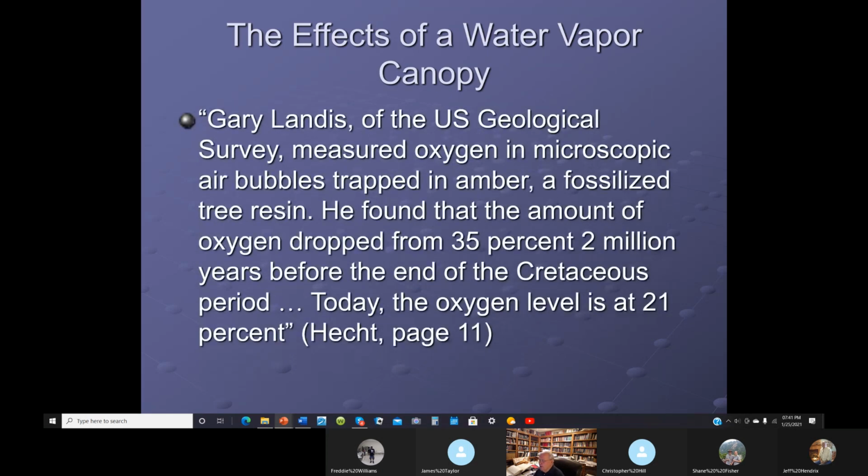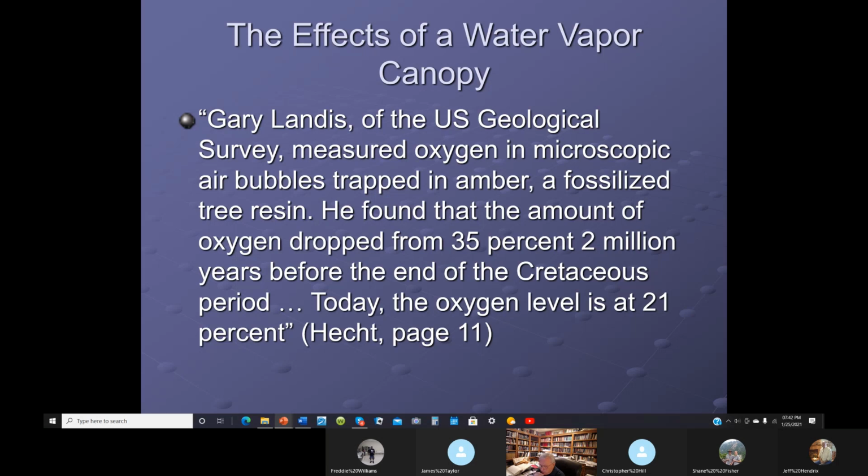We go back to this, and right here, Gary Landis in the U.S. Geological Survey measured oxygen in microscopic air bubbles trapped in amber, a fossilized tree resin. He found the amount of oxygen dropped from 35% before the end of the Cretaceous period to today's oxygen level of 21%. It dropped down. Now, here's the thing. The oxygen appears from this, and there's one other source, to have been 35% oxygen rather than the present 21%.